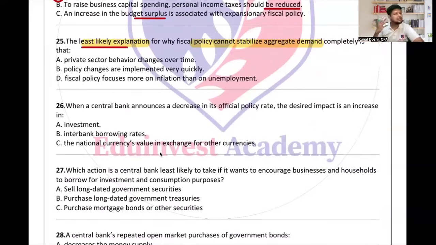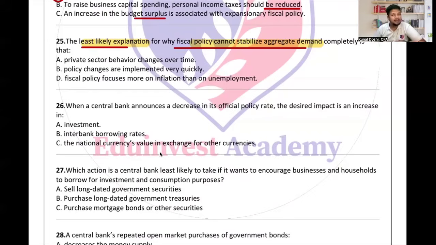The least likely explanation for why fiscal policy cannot stabilize aggregate demand completely, which means which one is not supportive. Okay, least likely. My problem is with these least likely. Least likely means in your head, you should think that you're looking for a wrong answer. So what is the statement? Why fiscal policy cannot stabilize the aggregate demand? Private sector behavior changes over time. Policy changes are implemented very quickly.